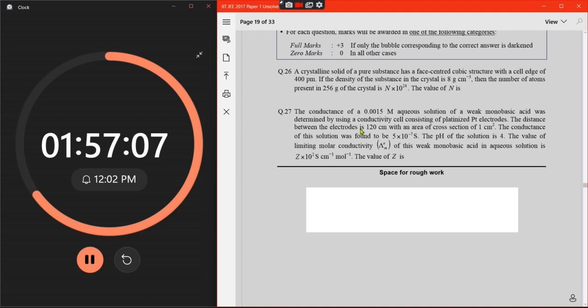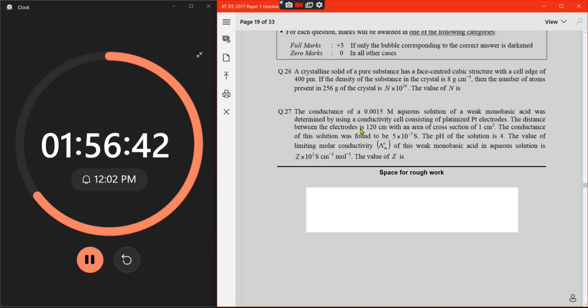So conductance, which is G, is equal to 5 times 10 power, I'm assuming this is in SI units. The pH of the solution is given, so the concentration of H plus is 10 power negative 4. The value of the limiting molar conductivity of this weak monobasic acid in aqueous solution is Z times some power. The value of Z is?